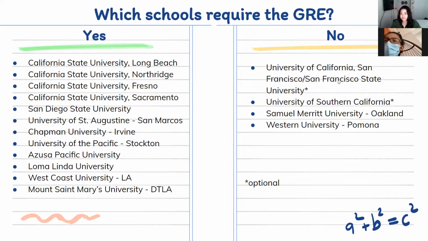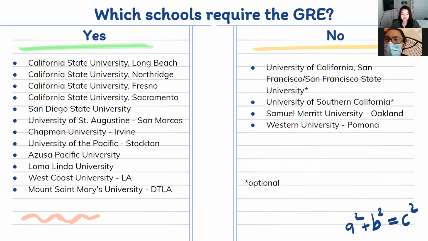The ones that don't include UC San Francisco and San Francisco State. I guess those might be the same, or at least it's optional for San Francisco State. Same for USC as well, and then not required for Samuel Merritt or Western University. Yeah, so you can see most of the public schools require it.